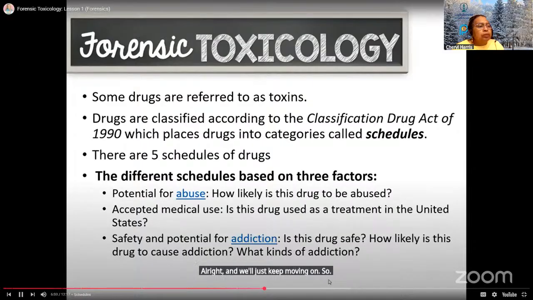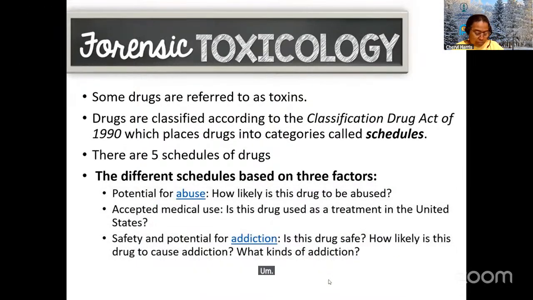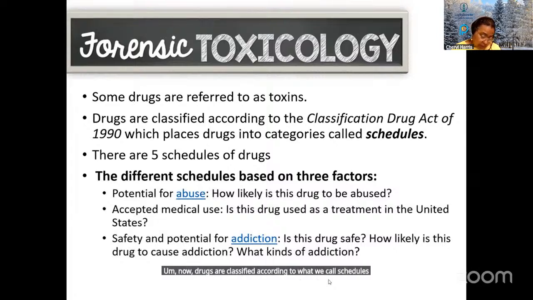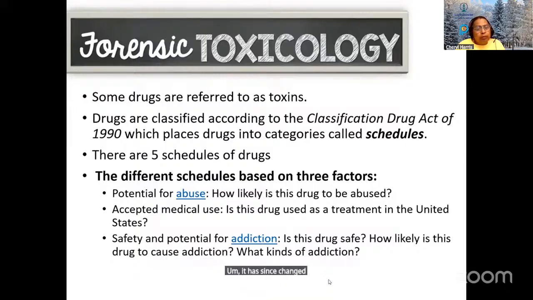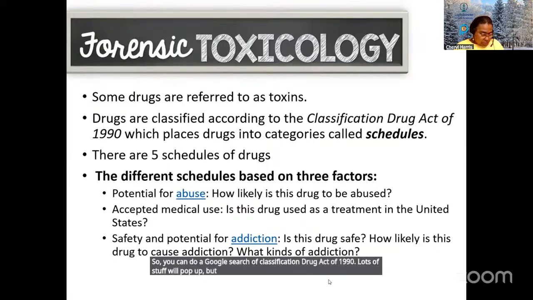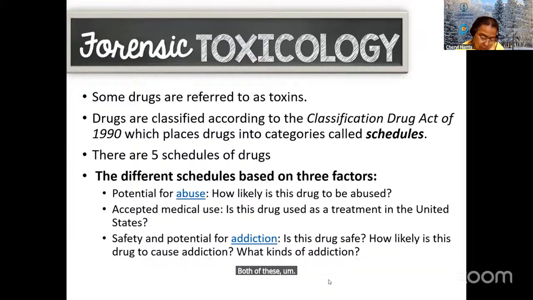So some drugs are referred to as toxins. Now, drugs are classified according to what we call schedules. In 1990, there was something produced called the Classification Drug Act of 1990. It has since changed names. Now it's called the Controlled Substances Act. You can do a Google search of Classification Drug Act of 1990, and lots of stuff will pop up. But if you want the most recent information and data, you are going to search Controlled Substances Act. Both of these place drugs into categories.